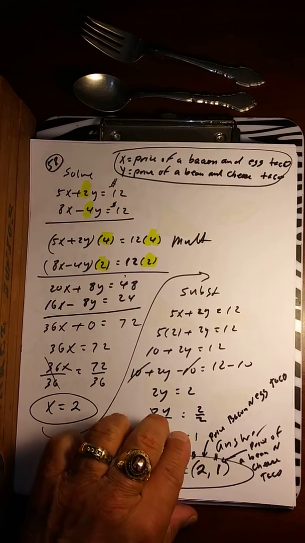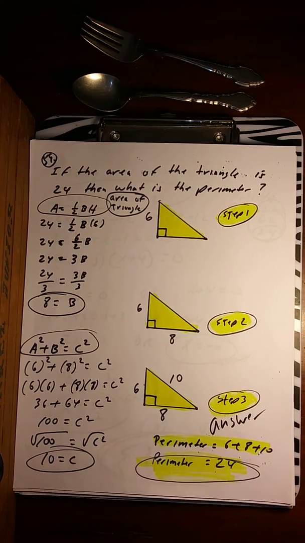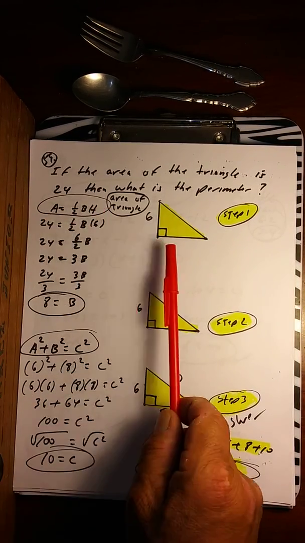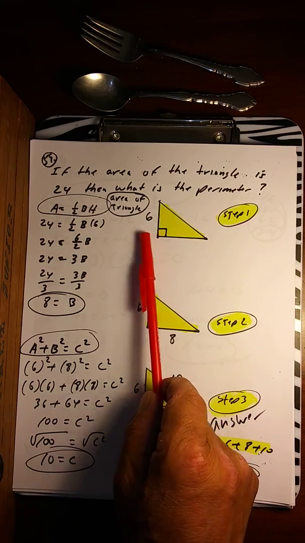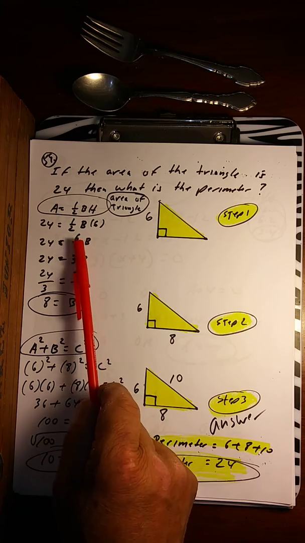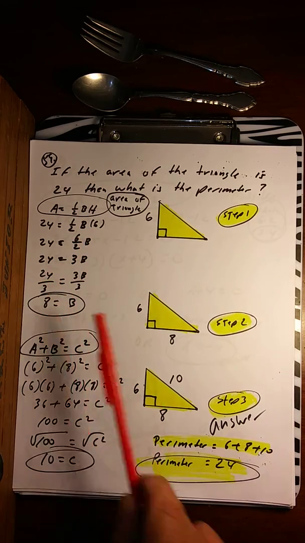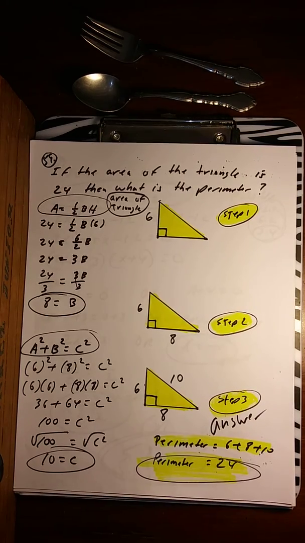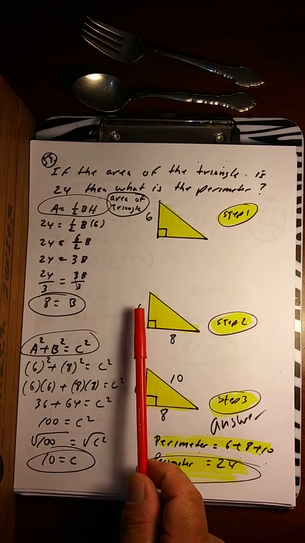Okay? Next, if the area of a triangle is 24, what is the perimeter? So area equals 1/2 base times height. We know it's 6, that's all we know. So step 1, put in the 24 equals 1/2 of this, 6, 6 is 6 away, that's 3, divide by 3, divide by 3, these are gone. We know these are gone. So now we have B is 8, we have 6 and 8.